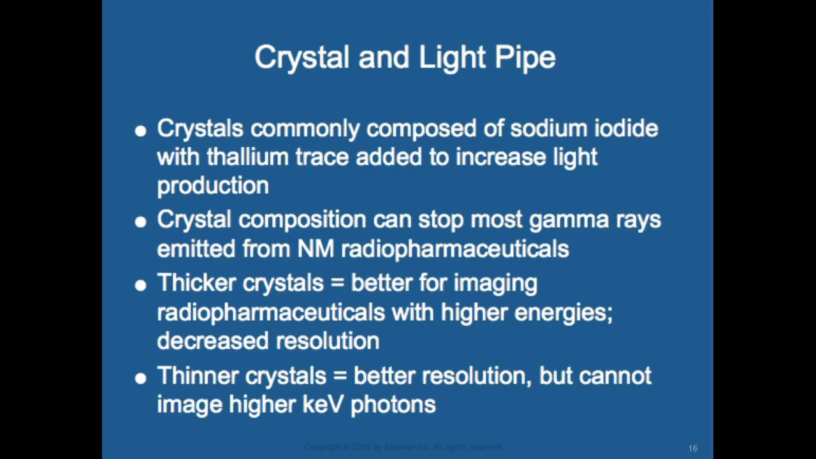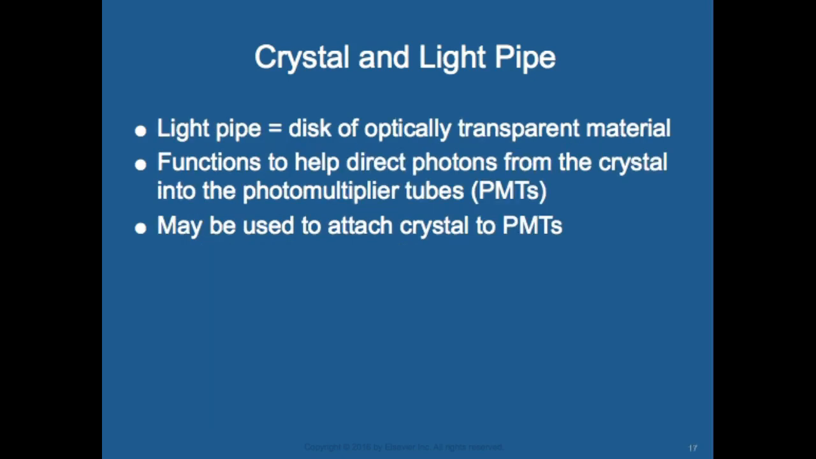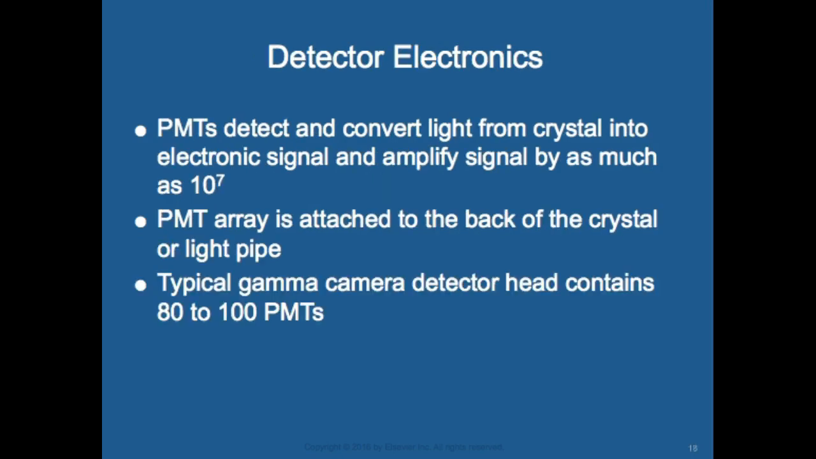So your thinner crystals have better resolution, but they can't handle the higher keVs. A light pipe is a disc of optically transparent material, and its function is to help direct photons from the crystal into the photomultiplier tubes, and they may attach crystals to photomultiplier tubes. I'll show you what that looks like.